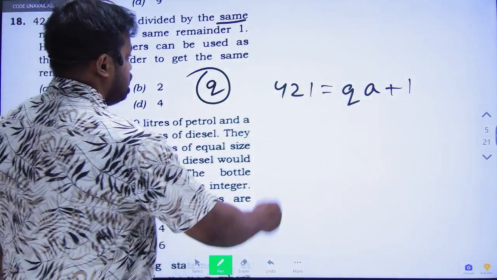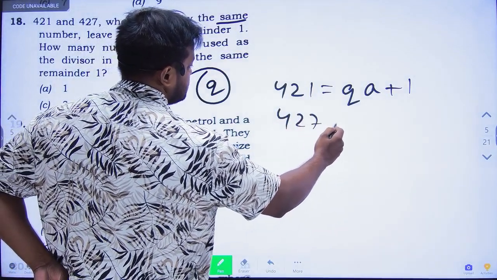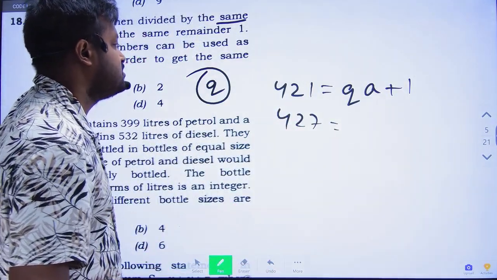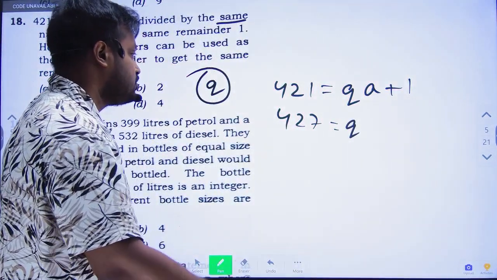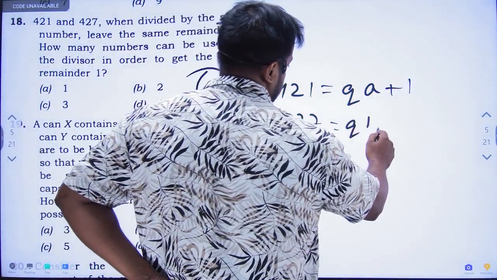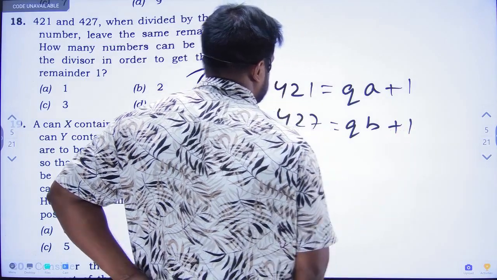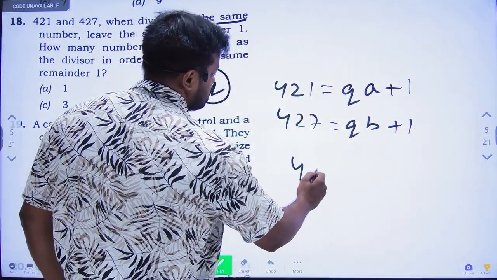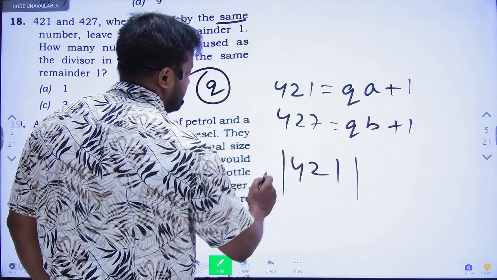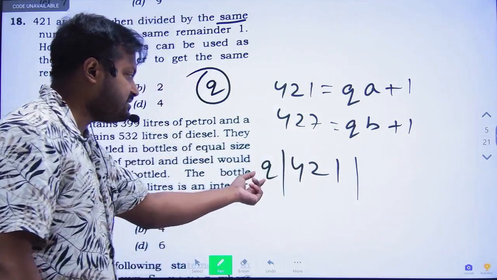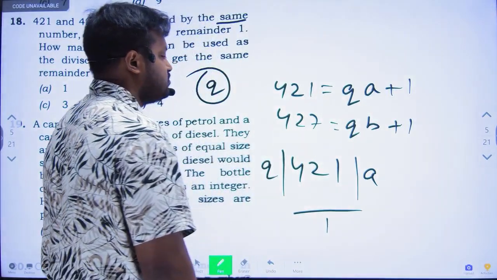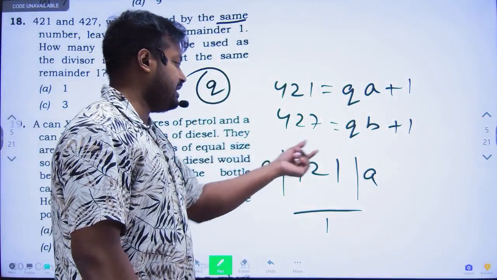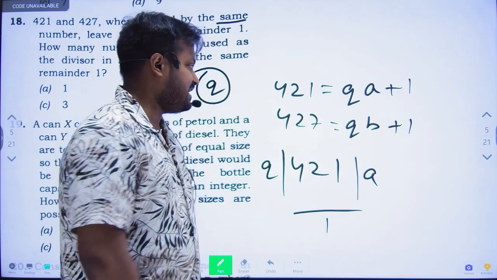Likewise for 427, it is divided by the same number, so the divisor is q. Quotient is, let's say, b, and remainder is 1. Simply I am doing this. 421 divided by q, the quotient is a, and finally the remainder is 1. So aq plus 1, that's what I have written. Likewise for 427.